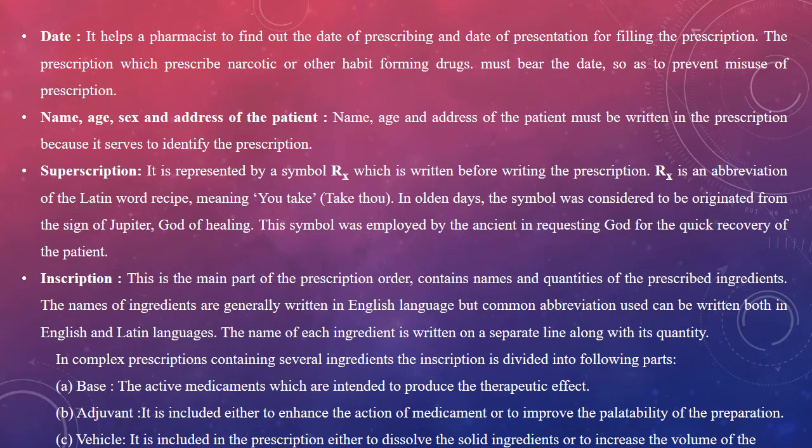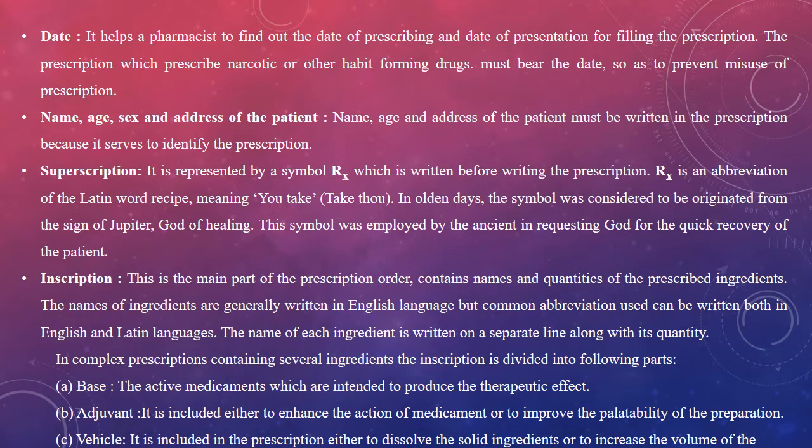Next is inscription. This is the main part of prescription order, contains names and quantities of the prescribed ingredients. The name of ingredients are generally written in English language, but common abbreviations used can be written both in English and Latin language. The name of each ingredient is written on a separate line along with its quantity. In a prescription containing several ingredients, the inscription is divided into following parts.